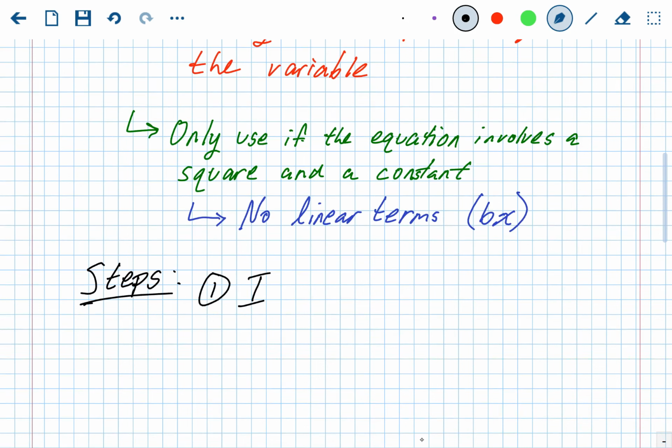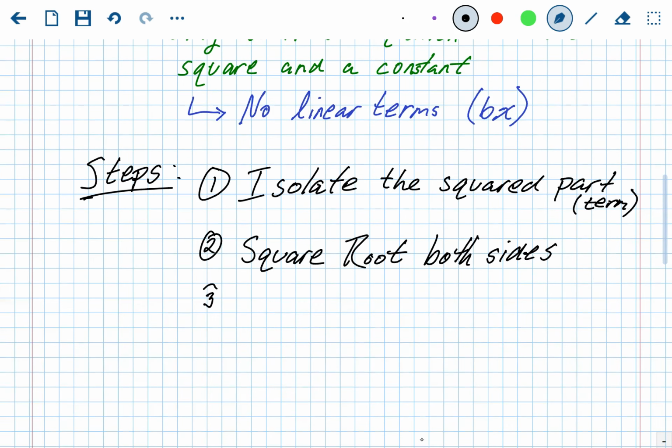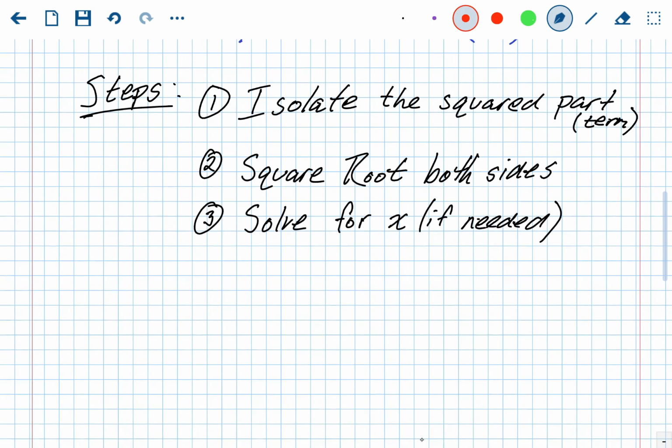So the steps for this. Step 1 is to isolate the squared part, the squared term or the squared part. Just like in the linear equation, you were isolating x. This time we're isolating x squared or whatever is being squared, whether it's an individual term or a whole part of it. Step 2 is, well, you have to get rid of the squared part because we don't care about x squared, we only care about x. So you have to square root both sides. And then step 3 is the easy one. You solve for x. Okay, we've been solving for x for the entire year. You won't always have to do step 3, but if you have to, solve for x.